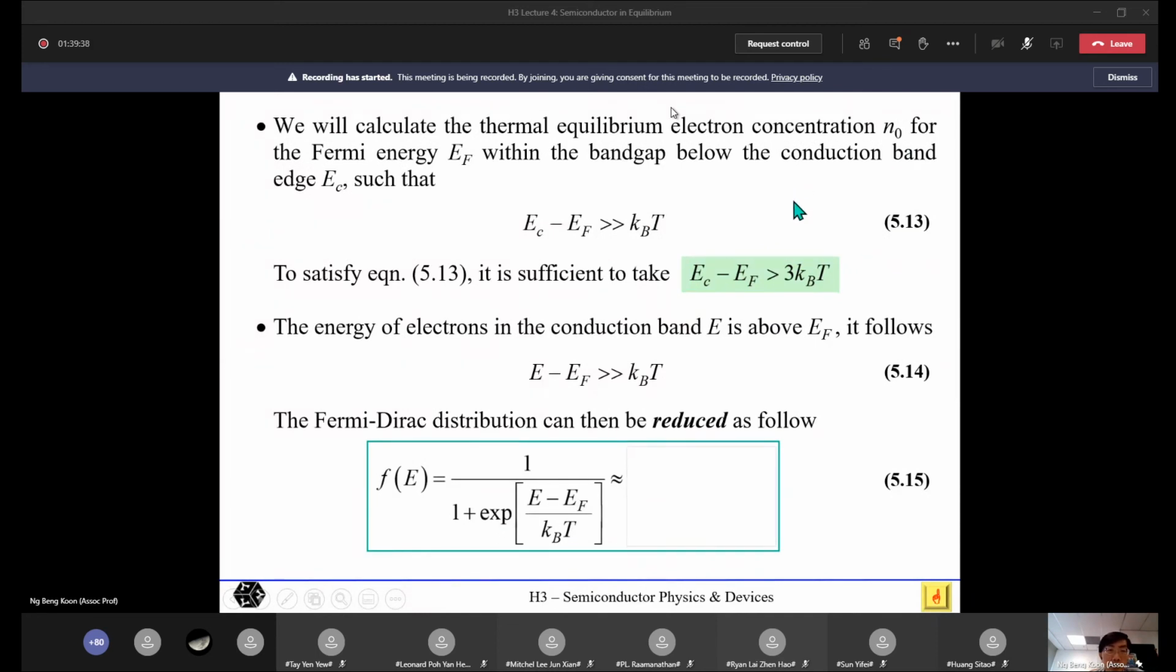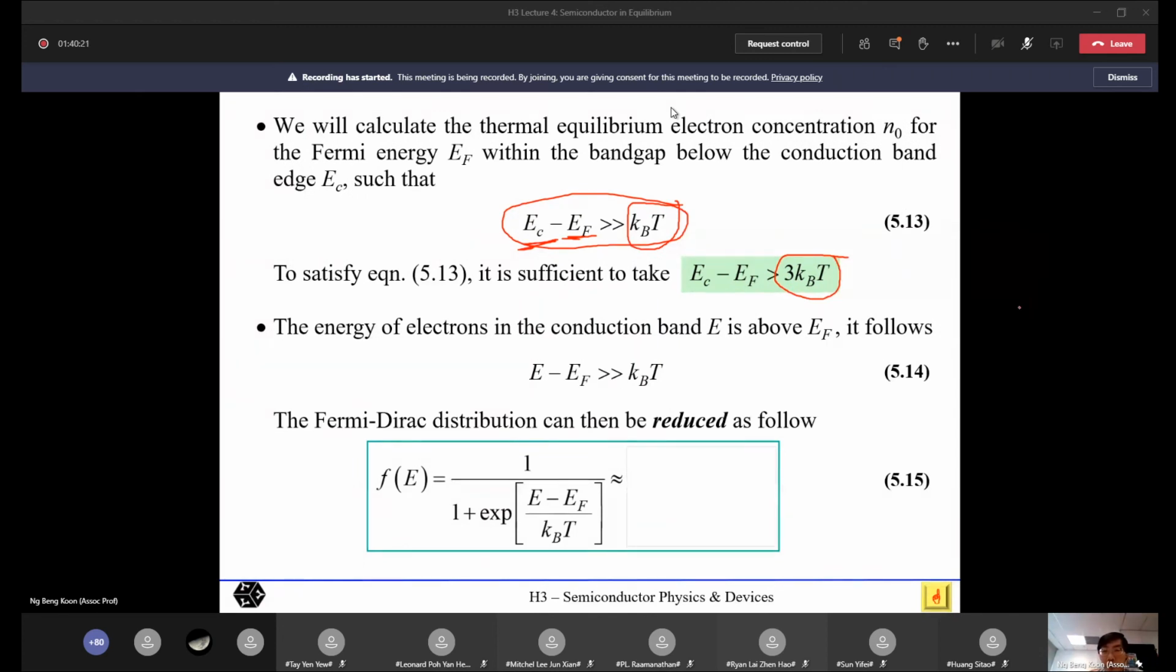is quite far away from the conduction band edge. That means EC minus EF, the difference between the two, is much greater than KBT, which is some thermal energy value. We can use a specific value, let's say 3 KBT as a reference: if the difference between the conduction band edge and the Fermi level is at least 3 KBT, then we can treat it as being quite far away from the conduction band edge.